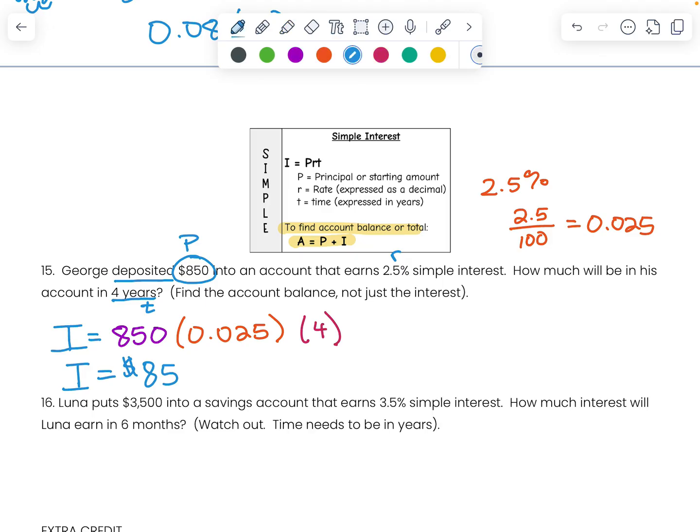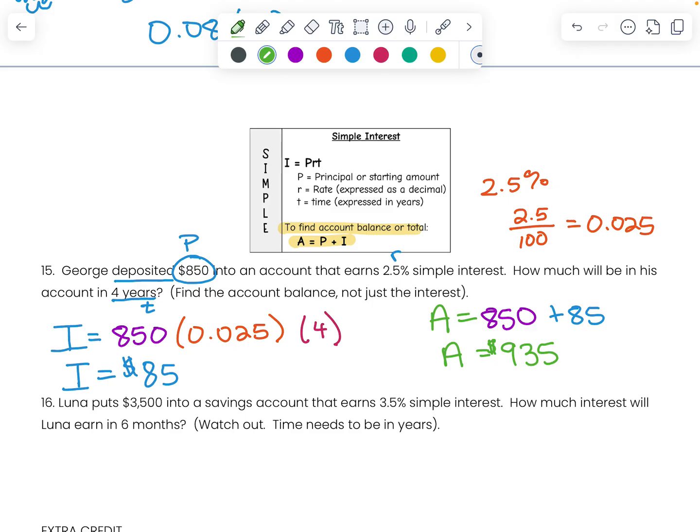So I'm going to take the $850. Well, first I'm going to do this. I'm going to say A equals. And then I'm going to take my 850 and I'm going to add on the $85. So my total is going to be, you think I should use a calculator for this? Just so that I don't get it wrong, 935. And if you left it like that, I would be very upset because you did not put a dollar sign on it. It must have a dollar sign.